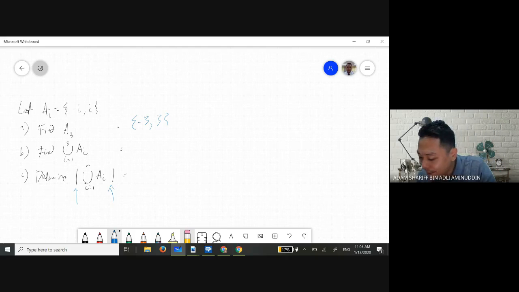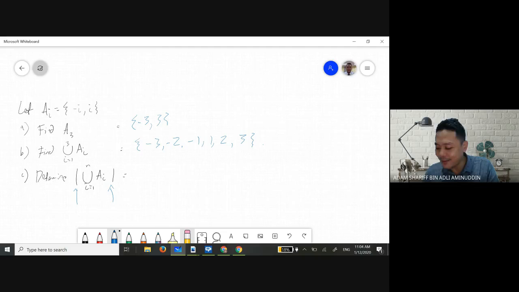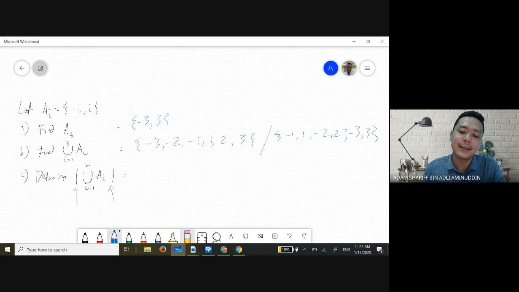Saya tengok sekejap jawapan kamu. Okay, that's correct. So, dia dapat idea. Kalau until 3, ini negatif 3, negatif 2, negatif 1, 1, 2, 3. Pun ramai dapat. Tapi kalau kawan kamu tulis dalam bentuk ini, tak ada masalah sebenarnya. Sama je. Sebab kita dah pernah discuss sebelum ni, set might not need to be in order. So kalau kamu tulis macam ni, betul. Kalau tulis macam saya pun betul.